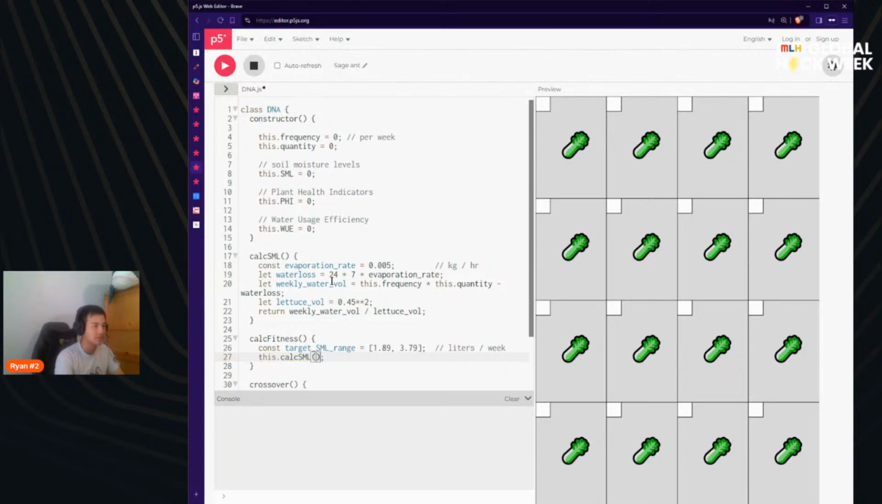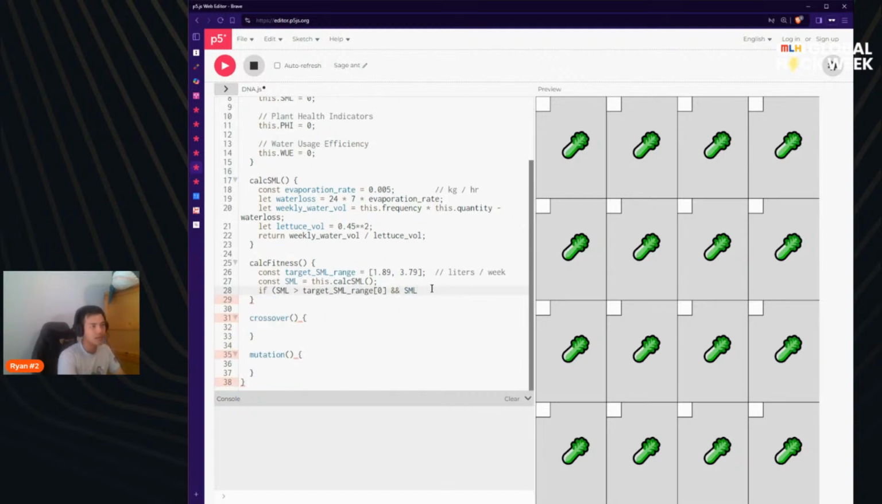And if it is within the range, oh no. Okay. If it is less than target SML range 0, then that's bad. But I think it's easier for us to just consider the case where it's actually within the range. Let's see, so let's actually just do the calculation once. Const SML, this dot calculateSML. Then we just do SML is in range.